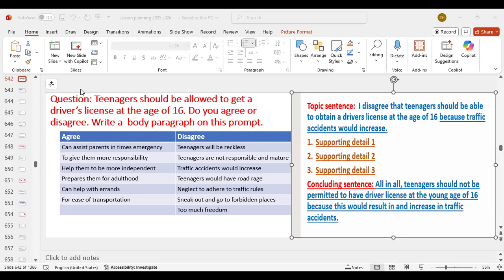I agree that teenagers should be able to obtain a driver's license at the age of 16 because traffic accidents would increase. Okay. Teenagers might drink and drive because they can leading to more traffic accidents. I don't know why I put leading, but yes, sir. Teenagers might drink and drive, and this will lead to more traffic accidents. What you trying to say?